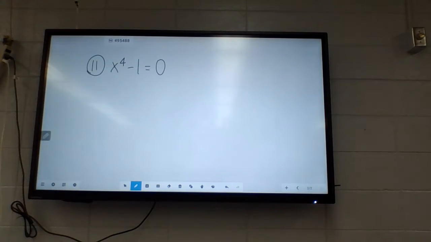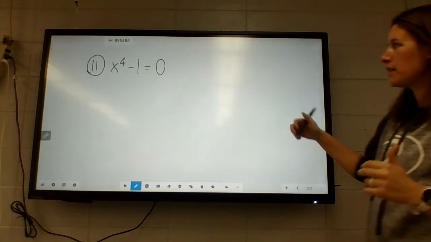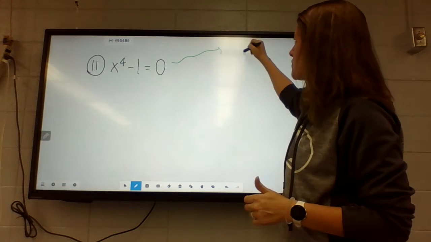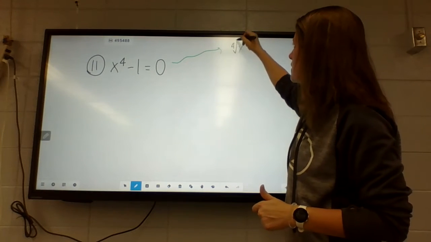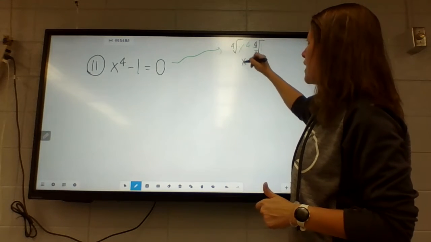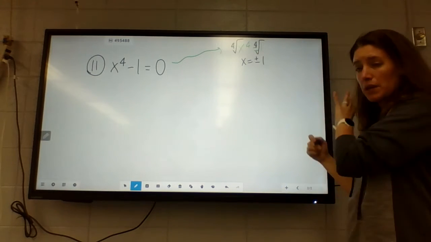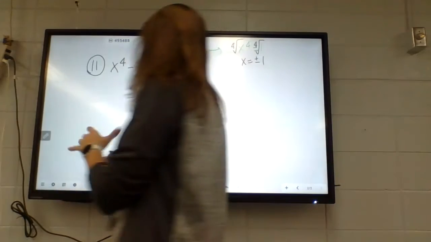So if you just move that 1 over and took the 4th root, you're going to miss 2 of the zeros. So I'll show you how you could have lost them. You take the 4th root of this, and you probably get plus or minus 1, if you remember that there should be 2 answers.